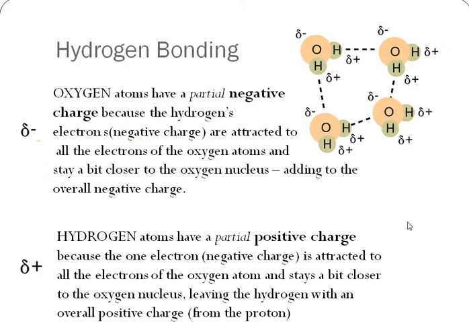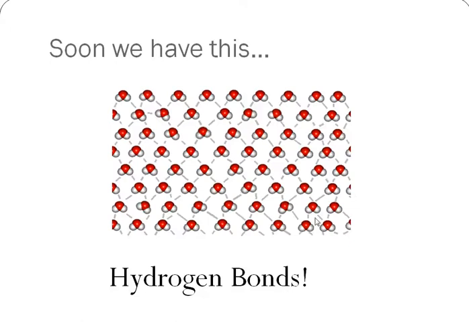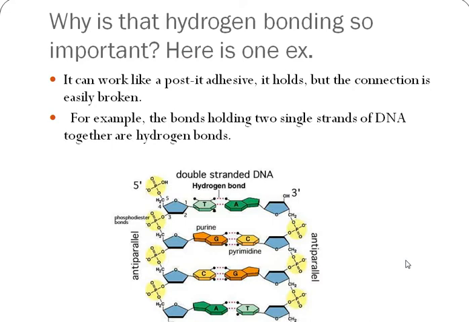And a little bit more of that, the partial negative and the partial positive. And so we end up with this whole mat, like I said, where they're all connected with hydrogen bonds. Well, hydrogen bonds are pretty awesome, but there's something they do that nothing else does as well. They can work like a post-it adhesive. It'll stick where you want it and then come off when you don't want it to be attached.